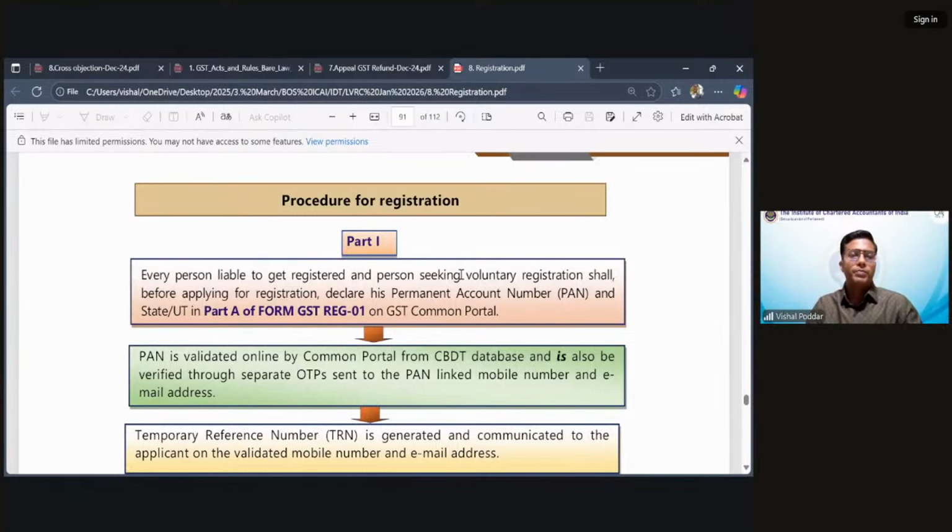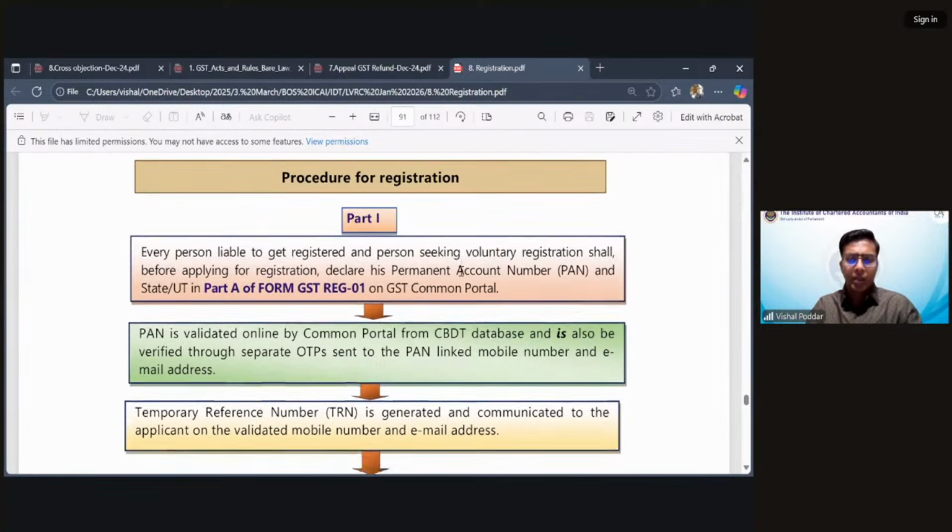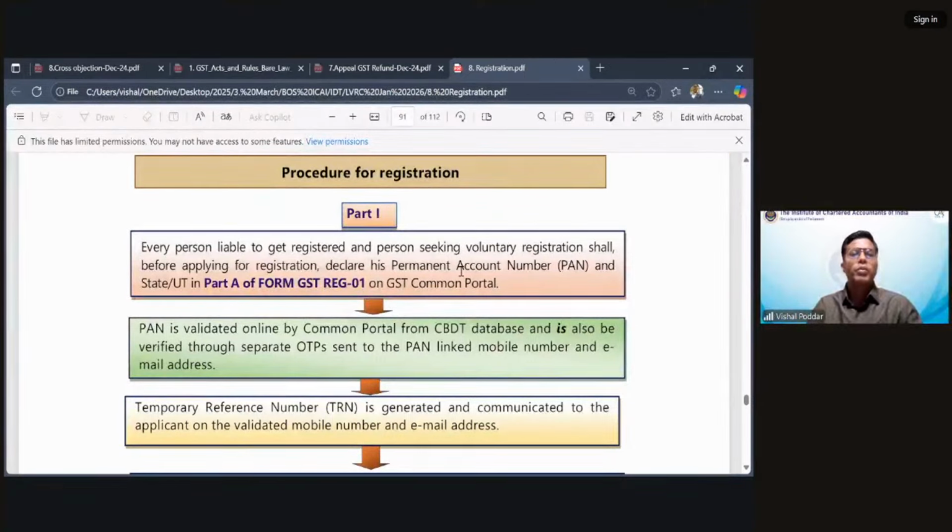Now, what is the procedure for registration? The moment you are liable to register, that is you trigger the registration condition, or you want to apply voluntarily, you have to go to the portal. There is a form called REG01. In that form, you have two parts, part A and part B. Part A is for getting connected to the portal. In part A, you fill in your basic details, whereby you create a temporary login ID, and verification of email and verification of phone number is done in the first part, that is part A.